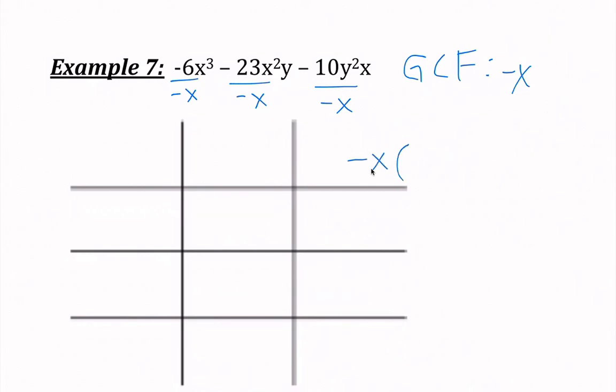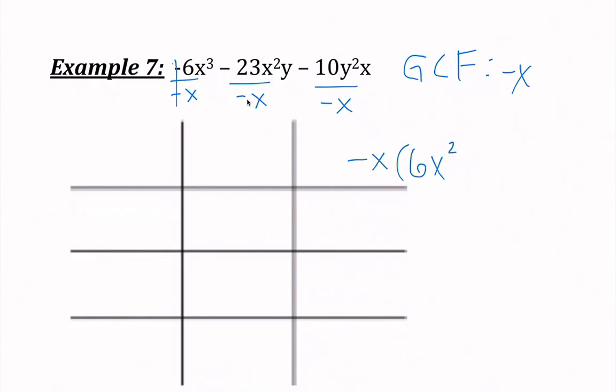All right, so here's my greatest common factor. Let's put in here what we get when we do the division. Well, I know this negative and this negative cancel. So my 6 drops down. I know an x to the third divided by x to the first is going to give me x squared because we subtract the exponents. 3 minus 1 is 2.